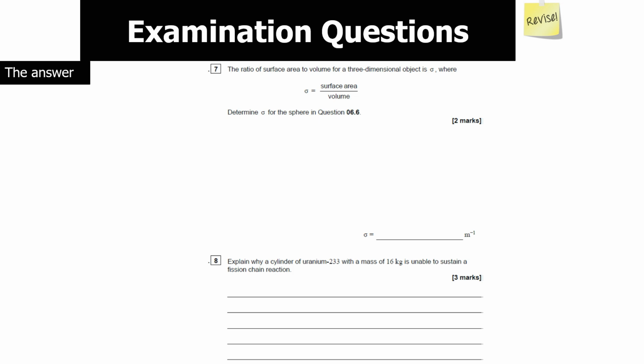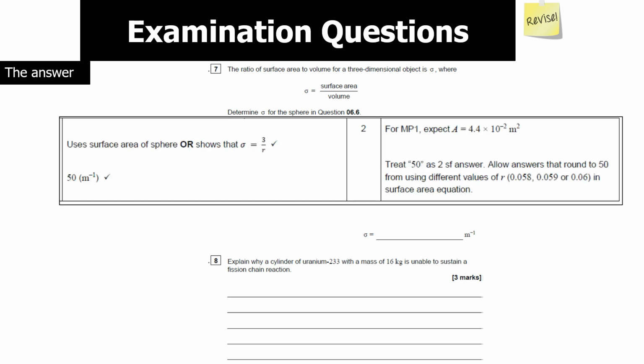Right, in this question you've just got to be aware of how you can link the surface area and the volume for a sphere. So we know that the surface area is 4 pi r squared, and we know that the volume is 4 over 3 pi r cubed. So we can cancel out the values of 4, we can cancel out the pi's, we can cancel out 2 of the r's present, so we therefore get that sigma is going to be 3 over r, and then at that point we know what the value of r is from the previous question, so we can work it out there to be about 50.